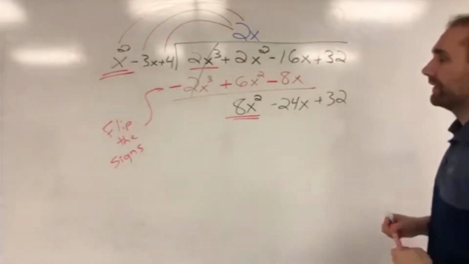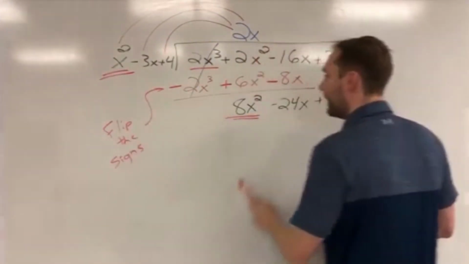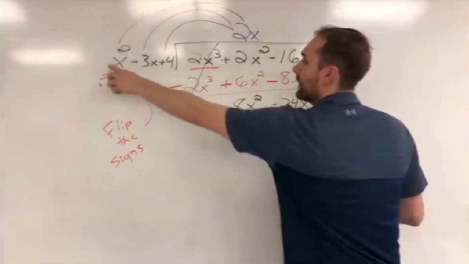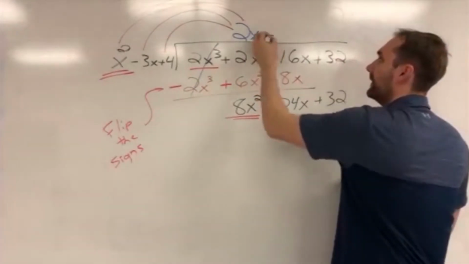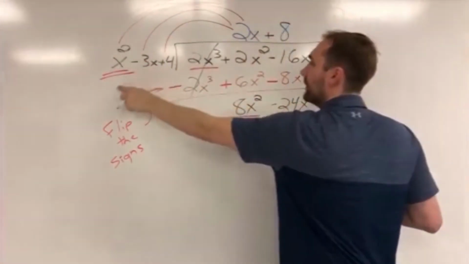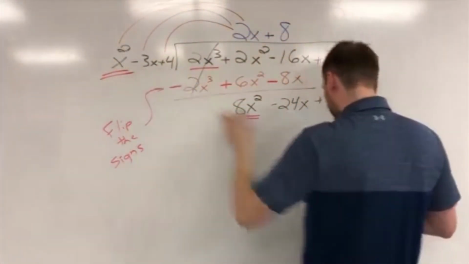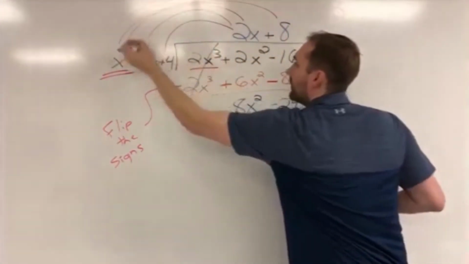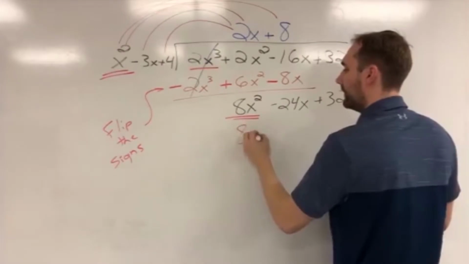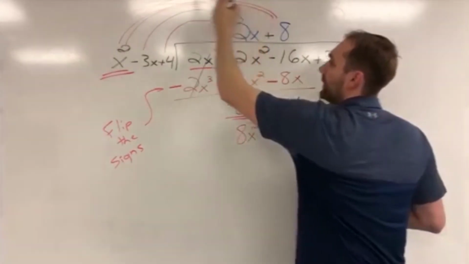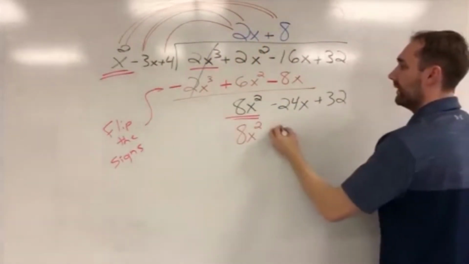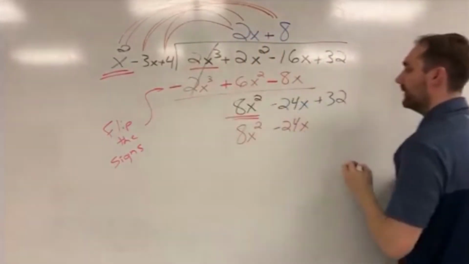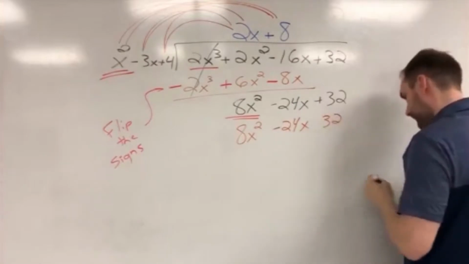8x squared and x squared. First term of each. x squared times what is 8x squared? Well, that's pretty easy. Because I have a 1, I need an 8. So let me add an 8, and I have my x squared. So I'm good to go there. Now let me check. 8 times x squared is 8x squared. 8 times negative 3x is negative 24x. And 8 times 4 is what? 32.